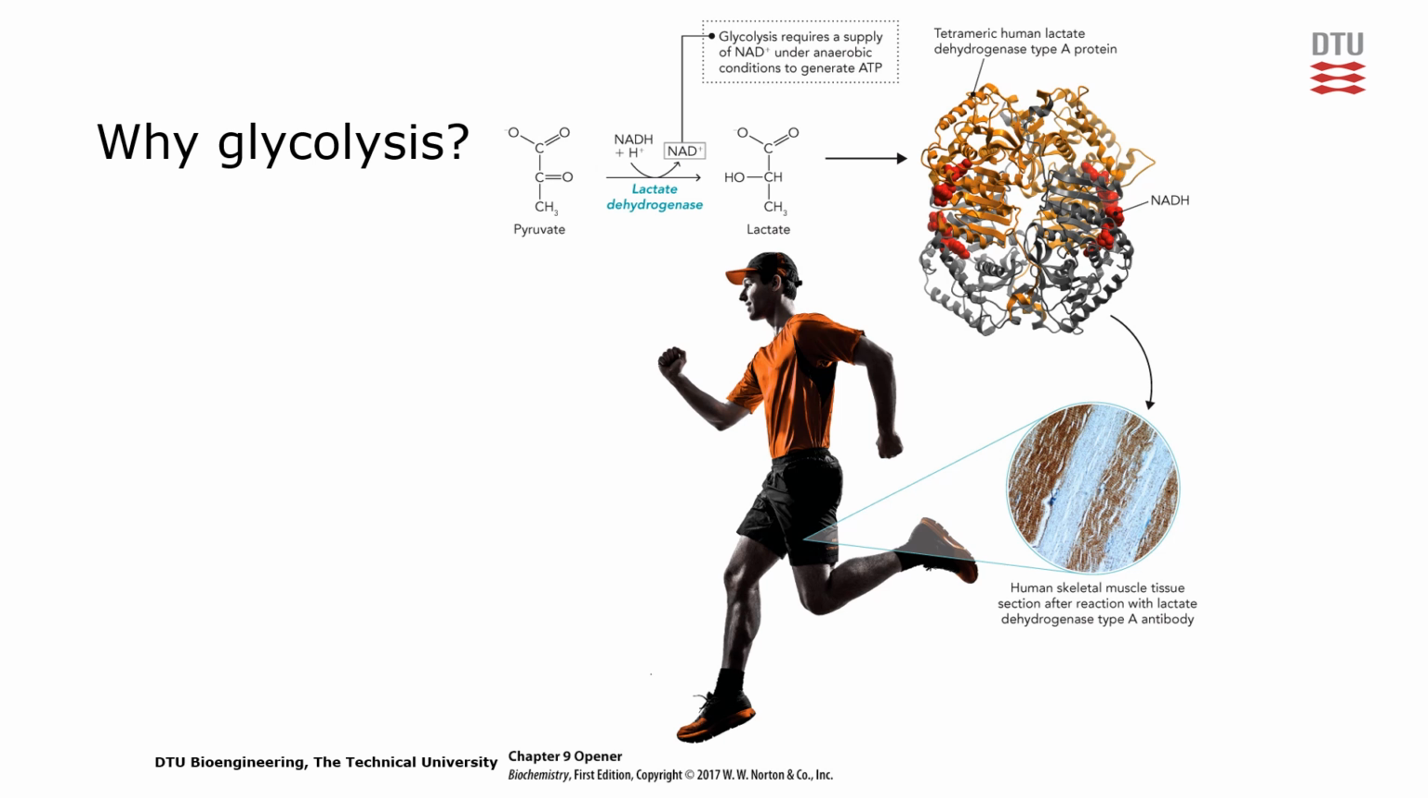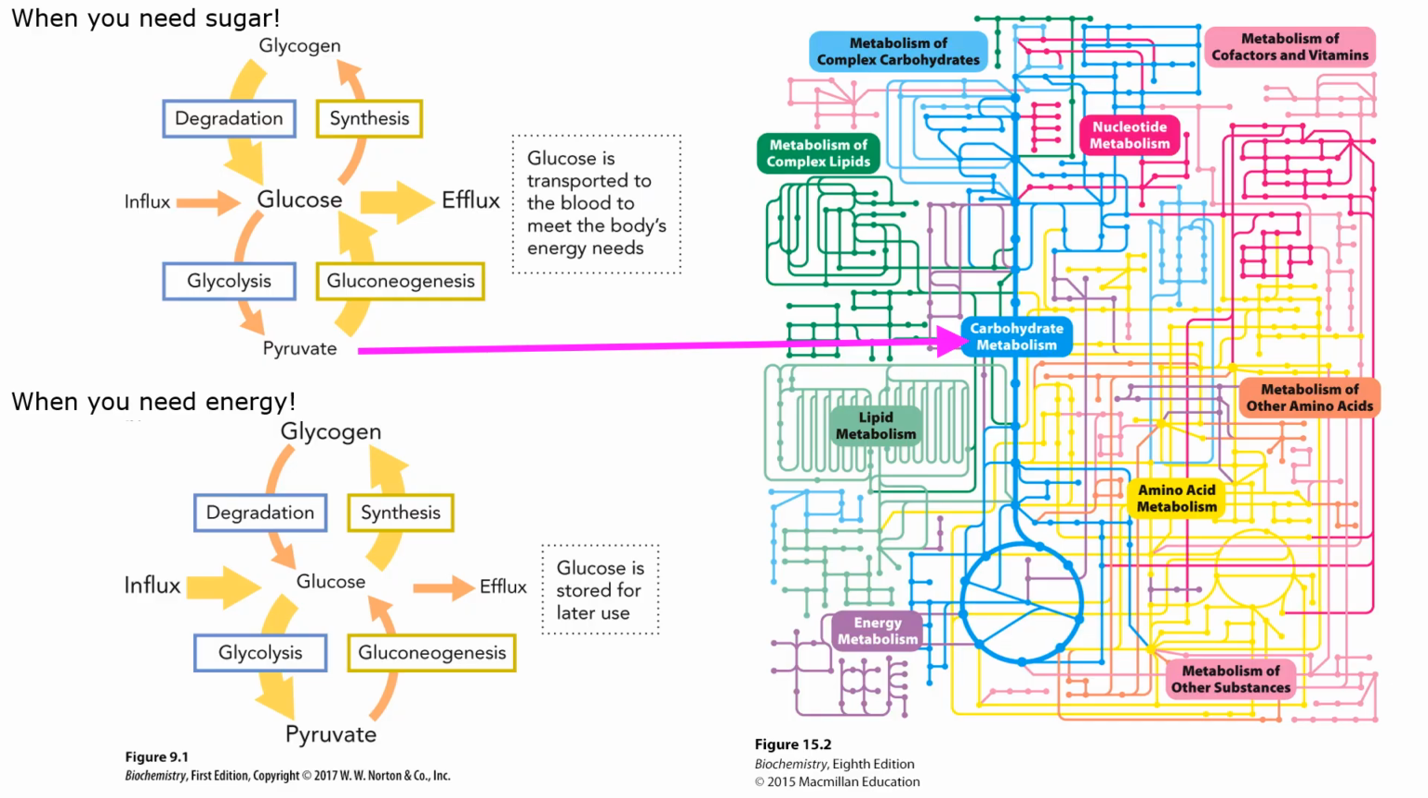So this is one of the reasons we want glycolysis. We want to have pyruvate. We also want to have ATP, and ATP, remember, is the key component in energy calculations.